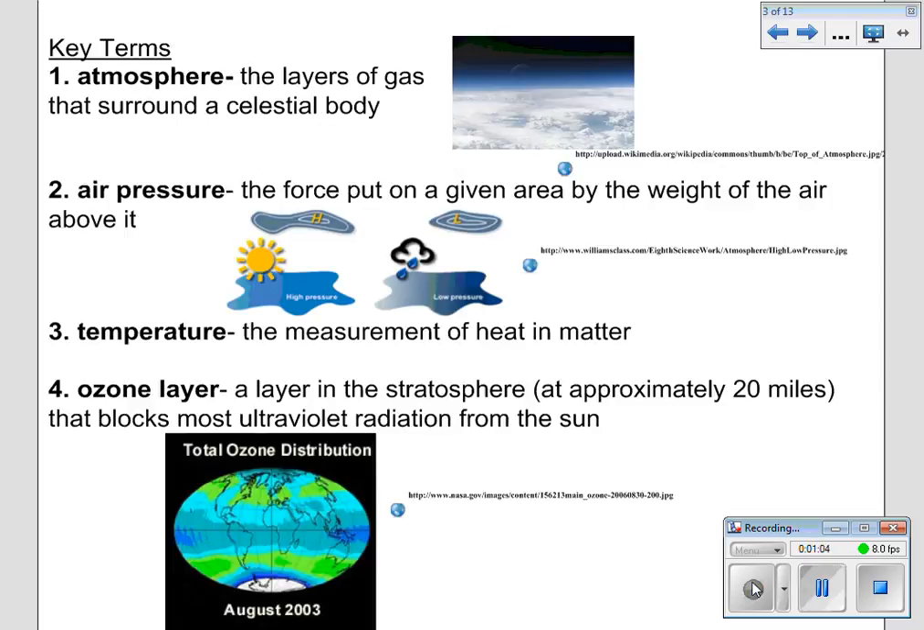Key terms. Atmosphere: the layers of gas that surround a celestial body. Air pressure: the force put on a given area by the weight of the air above it. Temperature: the measurement of heat and matter. Ozone layer: a layer in the stratosphere at approximately 20 miles that blocks most ultraviolet radiation from the sun.